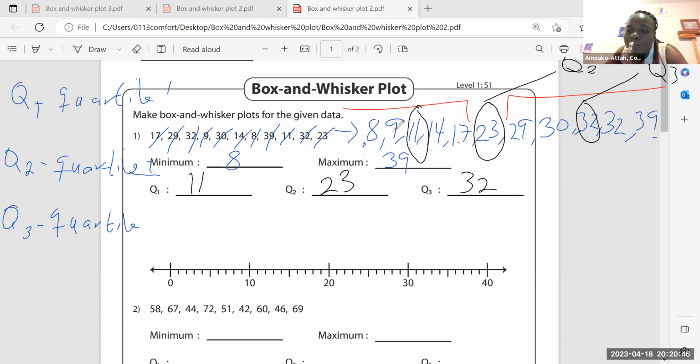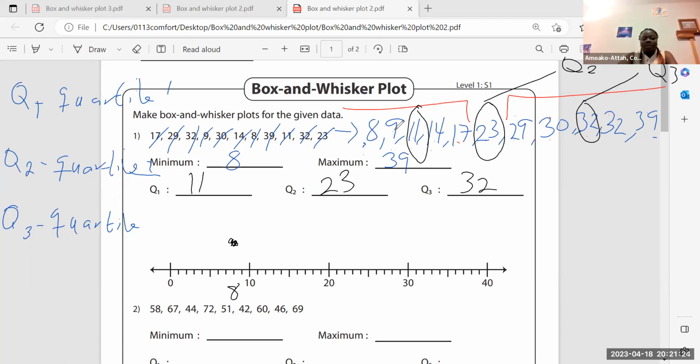Then knowing this, getting to know your minimum, maximum, Q1, Q2, and Q3, how do you now form your box and whisker plots? We are going to identify this data on the number line. So the first thing, you count your lines. What does each line represent? Is it 1 interval, or 2, 2 like that? Looking at the number line we have here, it is 1 interval. So the 8 will be somewhere over here, and you form your dot on that number.